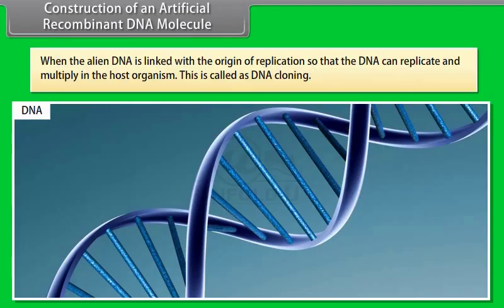Construction of an artificial recombinant DNA molecule. When the alien DNA is linked with the origin of replication so that the DNA can replicate and multiply in the host organism, this is called DNA cloning. Construction of artificial recombinant DNA.